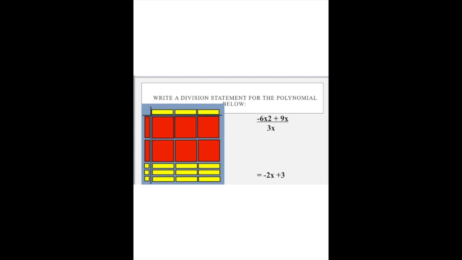Okay, in this case, x was used as the term, and it works out the same. This equation here should read negative 6x squared plus 9x divided by 3x. So it's the same thing, it's just giving you guys another illustration.